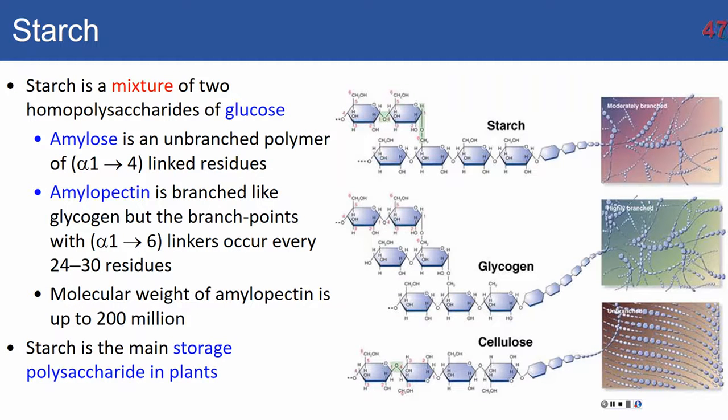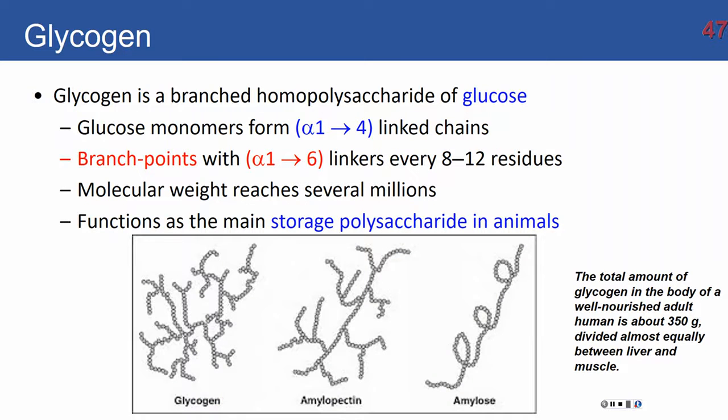So starch is a mixture of two homopolysaccharides of glucose. So here's starch, here's glycogen, which is really branched, and here's cellulose, which you can see is very, very ordered in pattern. We'll talk about cellulose in a couple minutes. So again, amylose is the unbranched polymer, and that has alpha-1,4 linkages. Amylopectin is branched, and the branch points are an alpha-1,6, and they occur every 24 to 30 residues, as opposed to the 8 to 12 residues.